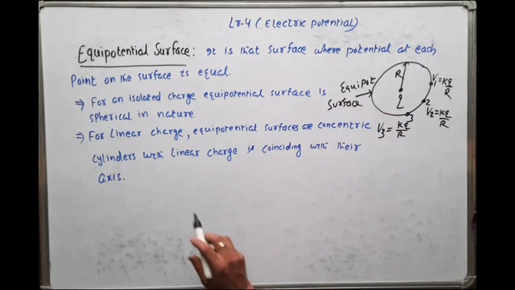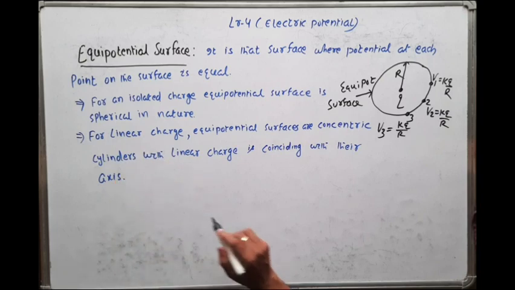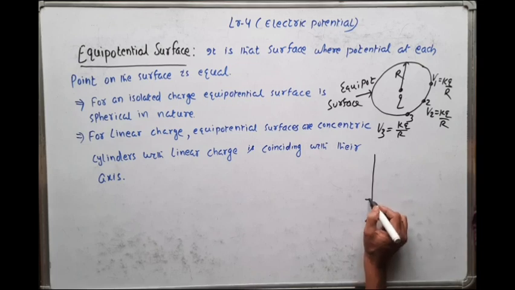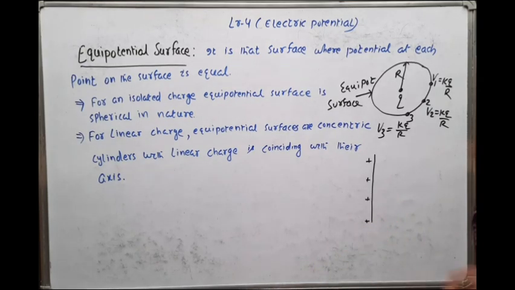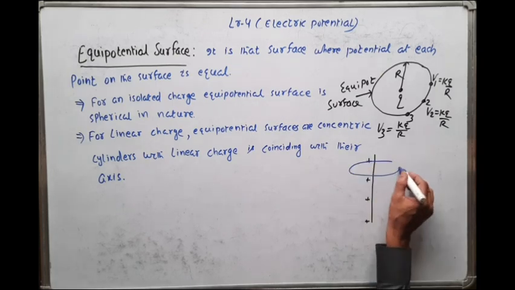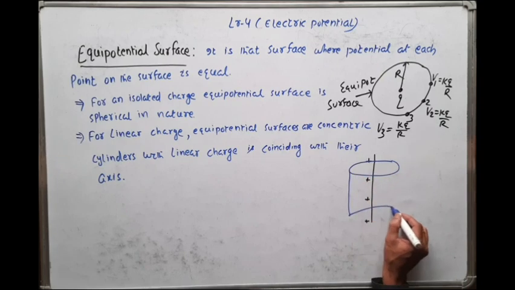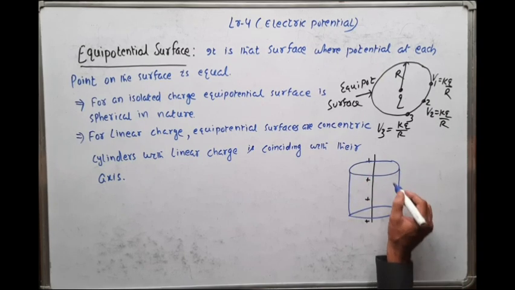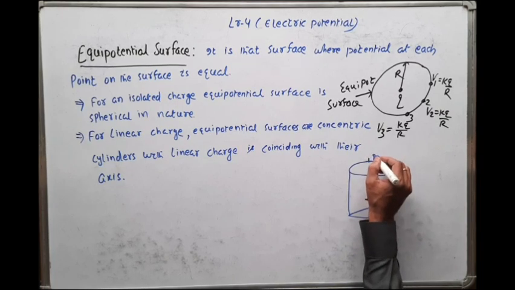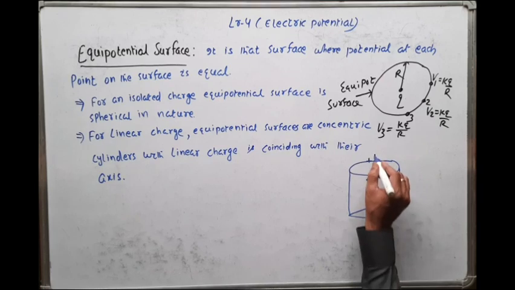Now, if you take a linear charge conductor, the charge is uniformly distributed. For this type of linear charge conductor, what is the nature of equipotential surface? Now you take a cylinder. Suppose this is a cylinder, and the axis of the cylinder is coinciding with the linear charge conductor.